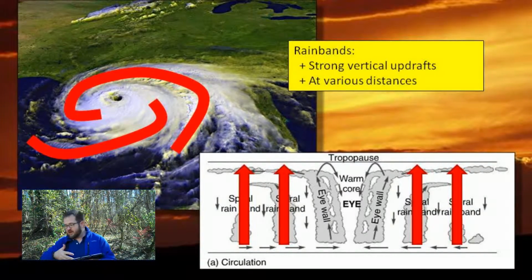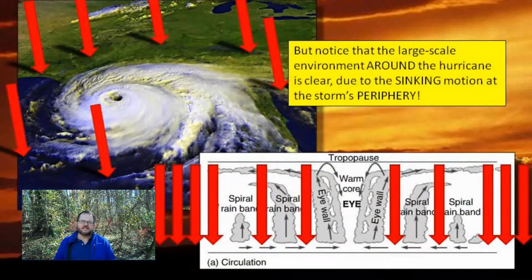And of course, because they are thunderstorms and so on, they have rising motion, and depending on where you are in the hurricane, these can be farther or closer to the eye. But what I want you to notice is the large-scale environment around the hurricane. Don't look at the clouds itself, just look at the large-scale environment hundreds of kilometers around it, which is all dominated by sinking motion associated with the hurricane. And that's why it's so clear in the environment around the hurricane.